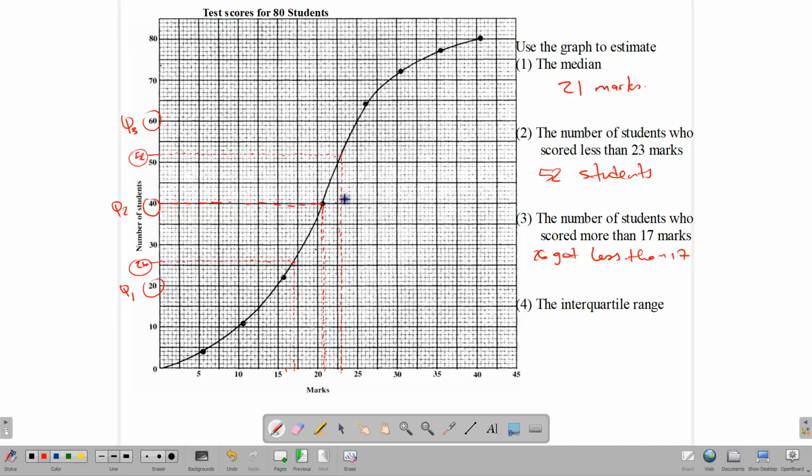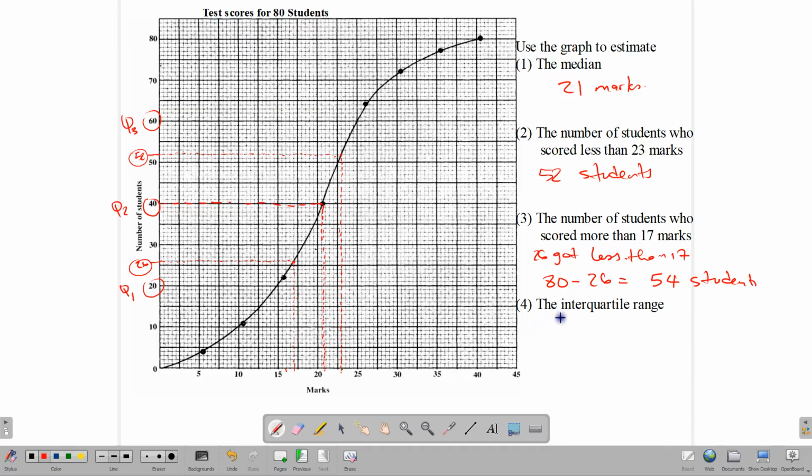Now the question is how many got more than 17? Now, how many students are in our group? We have 80 students in our group, so we simply say 80 minus 26, because if 26 students got less than 17, it means that the others got more than 17. And so 80 take away 26, 6 from 10 leaves 4, and 2 from 7 leaves 5. So 54 students would have gotten a score above 17 or more than 17.